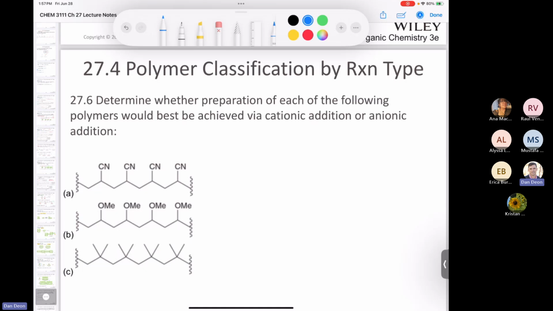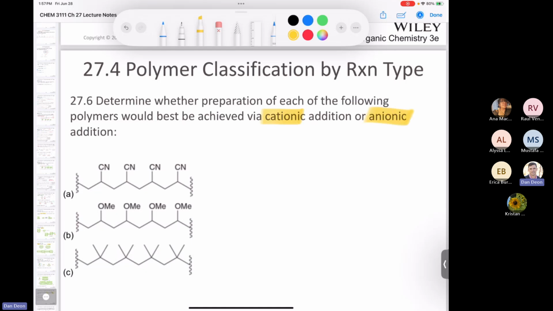Okay, question 27.6 just says determine whether preparation of each of the following compounds or polymers would be best achieved via cationic or anionic polymerization. So do we want to make this cationic or anionic? Well, let's think about this. If it's cationic, then we want to have an electron donating group, right, because it's going to stabilize the cation. If we have an anionic polymerization, we want an electron withdrawing group because that helps to stabilize the anion.